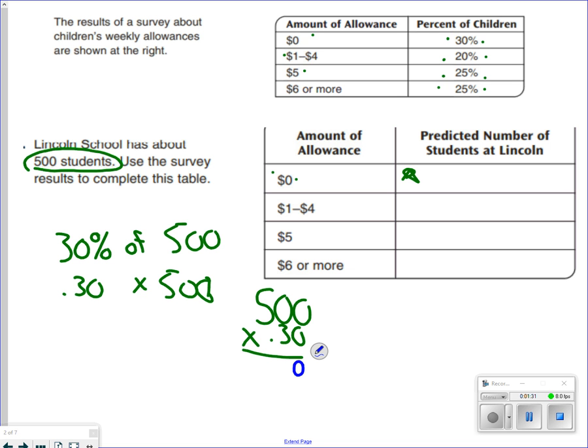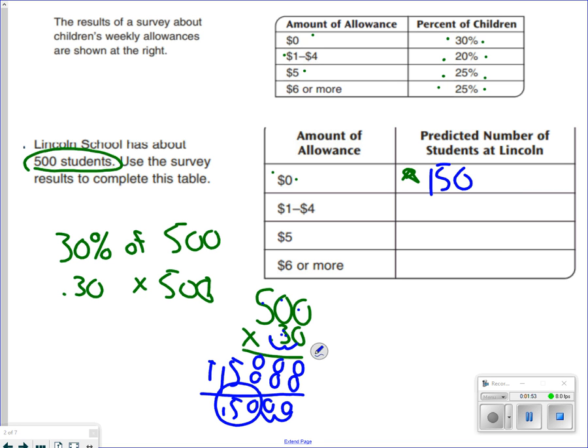0 times 0, 0 times 0, 0 times 5 is 0. Place value holder, 3 times 0, 3 times 0, 3 times 5 is 15. I'm going to add these up. I have 15000. I have two numbers after the decimal. I'm going to move two numbers, so my answer is 150. So this means 150 equals 30% of 500. That would make sense. Let's do another one.